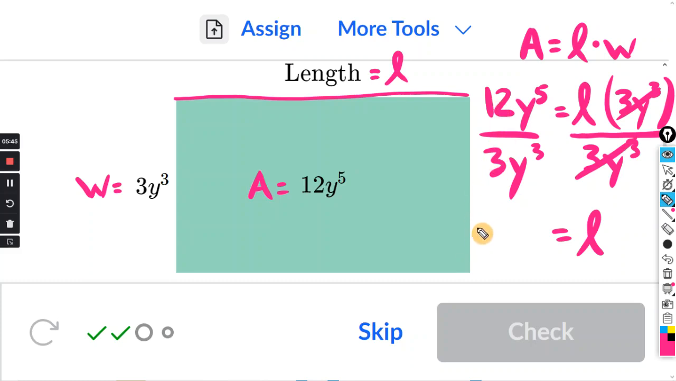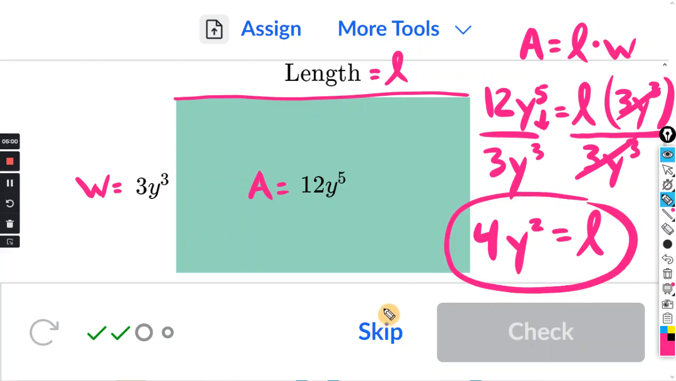12 divided by 3 is 4. y to the fifth divided by y to the third, you just subtract 5 minus 3. You keep the y, and 5 minus 3 is 2. So that is your length right there. Remember, when you divide variables with exponents, if it's the same variable, you just subtract the exponents going down, and that will be your new exponent.